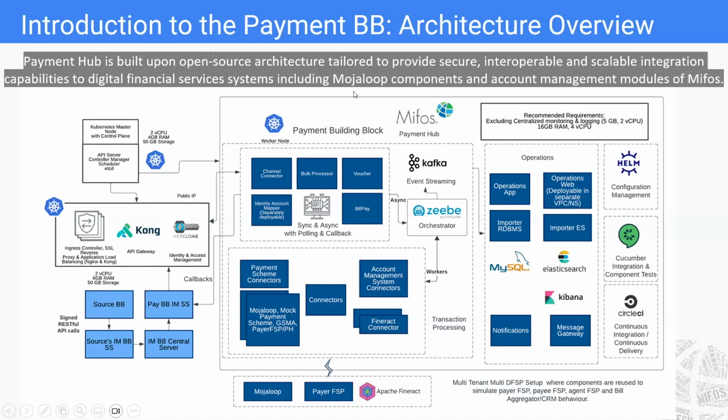Then this whole part, this is the payment hub itself, the bigger block that you see. Within it, we have multiple services and modules. This module that you see over here implements the payment building block APIs that we were talking about that were required. So we have the bulk processor, the voucher engine, bill pay, and the identity account mapper, which could be deployed separately also. And then we have channel connectors so that the payment hub could communicate with various channels.